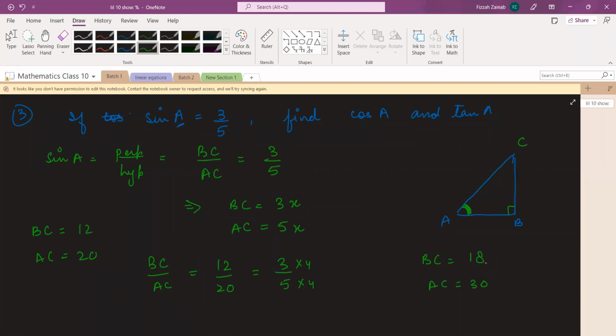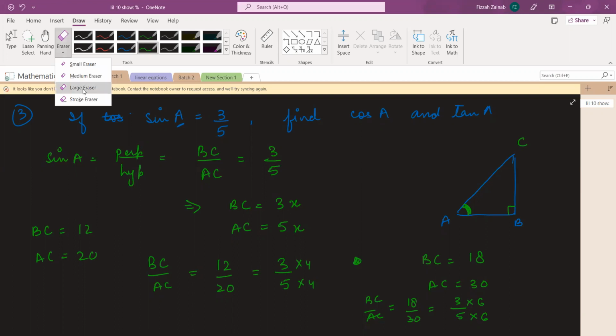Now again, you check the ratio. BC by AC is 18 divided by 30. You divide by 6: 6 into 3 and 6 into 5. Again, you are getting 3/5, right? So you can see here 3 and 5 both are multiplied by 6. So if I multiply 3 and 5 by the same number, the ratio will remain the same. Is that understood? Yes, ma'am. Okay, so don't write exactly 3 and 5.